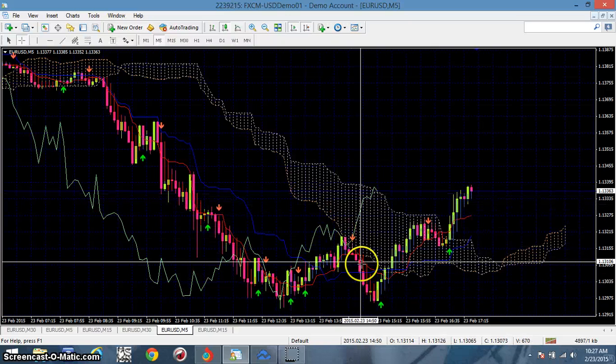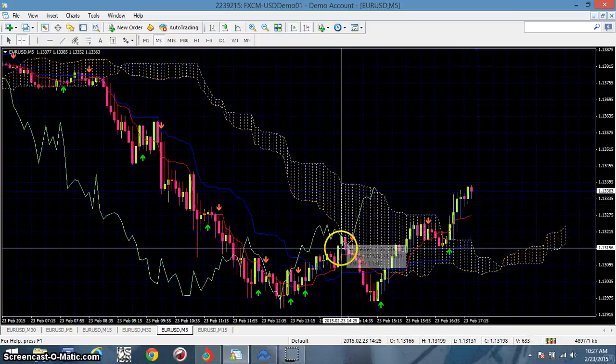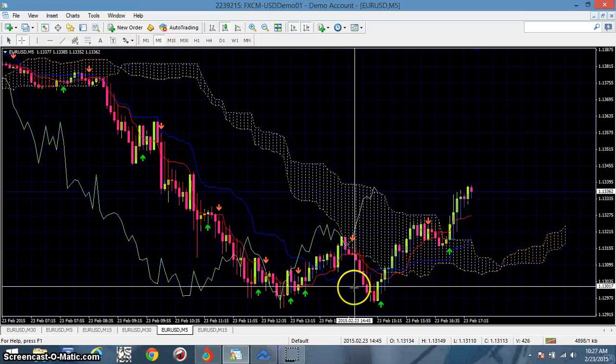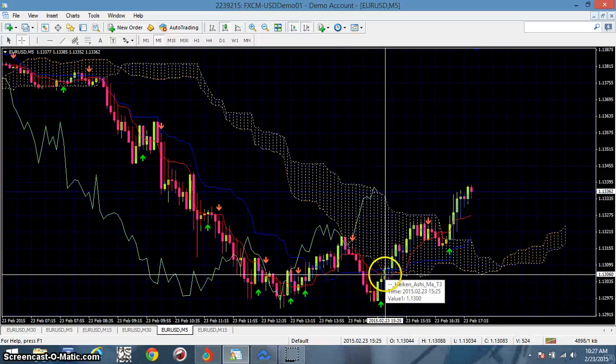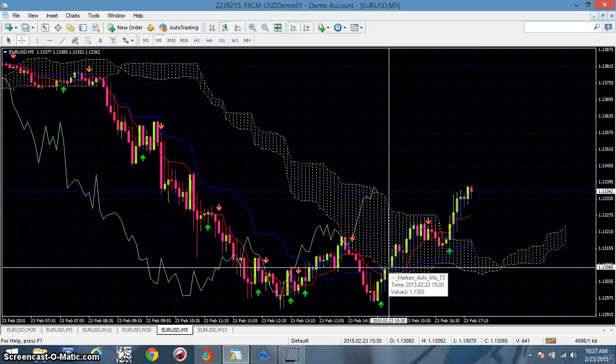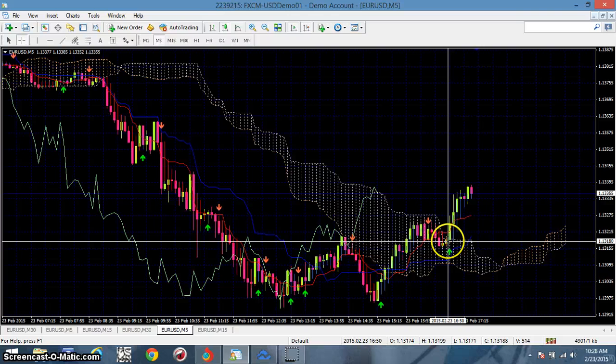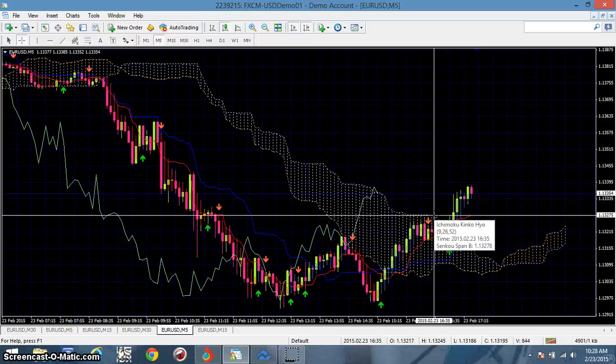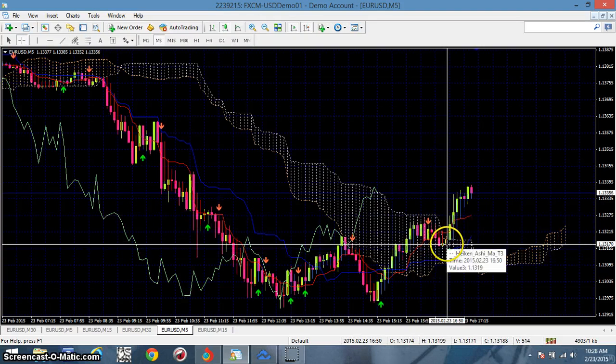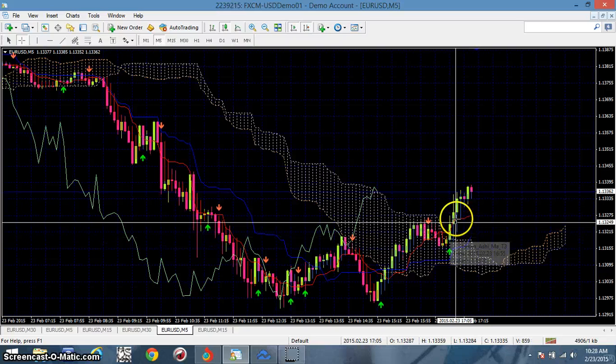And this red line here, once again, acts as resistance. You can see it bounces off there once, comes back up and actually breaks through it, and works its way slowly through this part here. And this line here acts as the support, and you can see it doesn't really have too much of an issue getting through there.